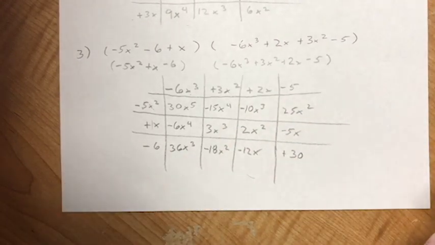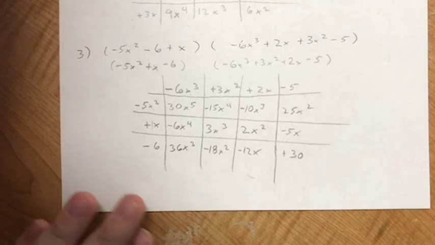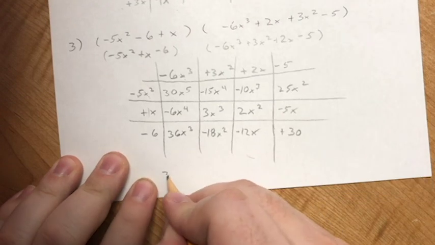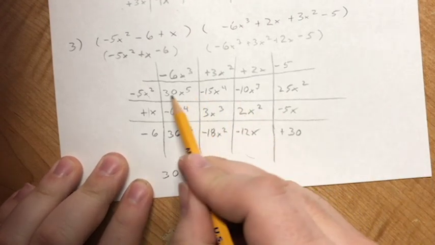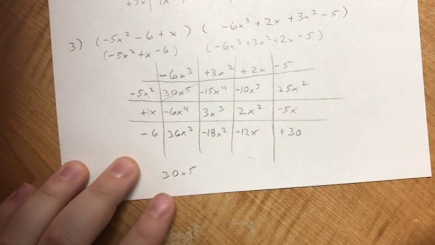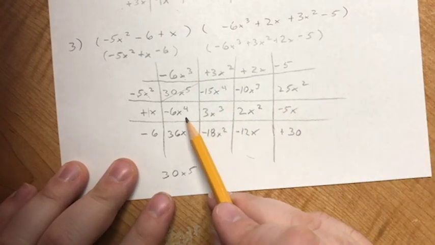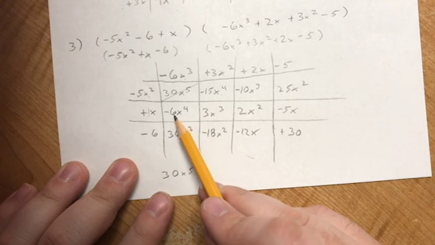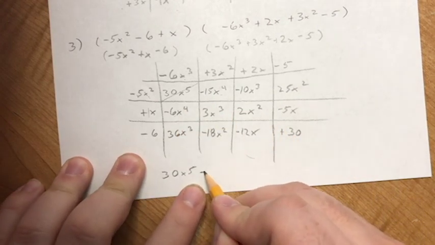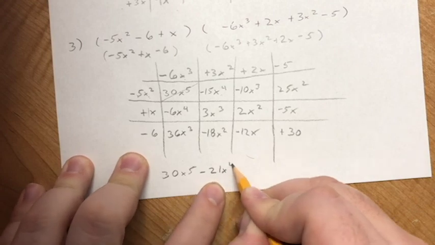Phew, that took me a minute. Now that I've done that, I'm going to combine my like terms. So I have 30x to the fifth, so I'm done with that. I'm actually going to scratch this out so I don't lose my place, because there's a lot of different terms in this one. I'm going to combine my x to the 4th. So I have a negative 6 and a negative 15. That's going to give me a minus 21x to the 4th.